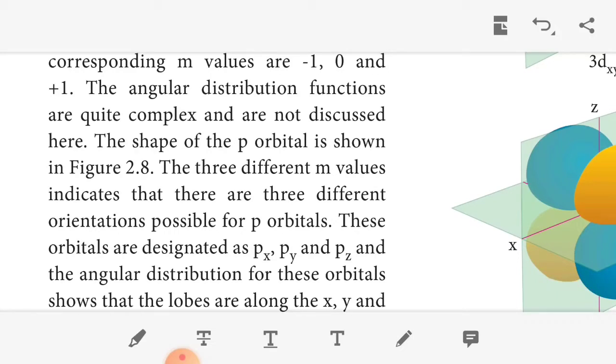These orbitals are designated px, py, pz orbitals. In the angular distribution of these orbitals, the lobes are along the x-axis, y-axis and z-axis. The 2p orbitals have one nodal plane. The shape of the orbital is a dumbbell shape.